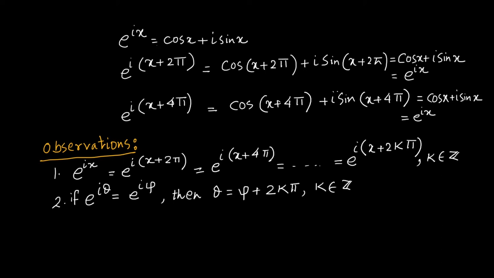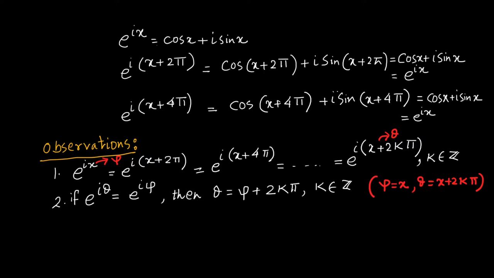Now you can simply derive this by considering, in the previous formula, phi equal to x and theta equal to x plus 2k pi. I am saying consider this as phi and consider this expression as theta. If you consider these two, you can see that e to the power i theta is equal to e to the power i phi, and that means theta is phi plus 2k pi. So this is a simple observation from the previous result.